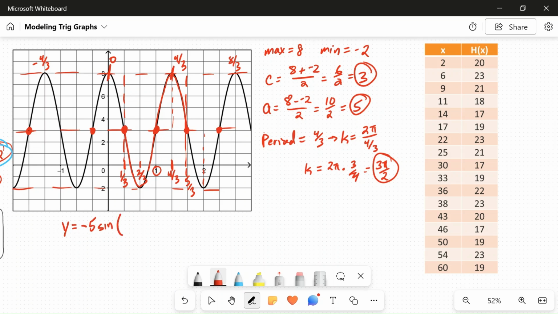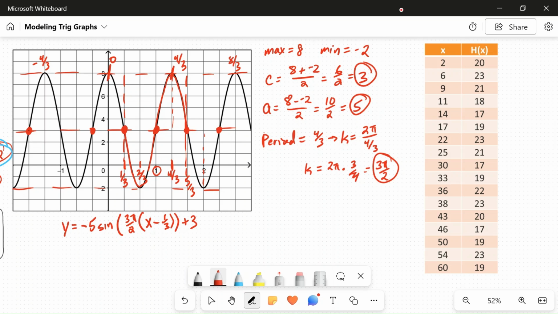And then the sine, okay, we have our k value, which is 3 pi over 2, parentheses, x minus. So what is the x value at this starting point that I picked? It's 1/3, so positive 1/3. So x minus 1/3, close our parentheses, and then our shift was up 3. So this particular equation that I have is y equals -5 sine 3 pi over 2 times the quantity x minus 1/3 plus 3. Okay, and again, that's because it's shifted 3 units up.